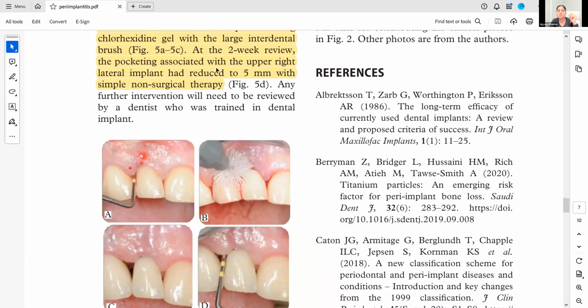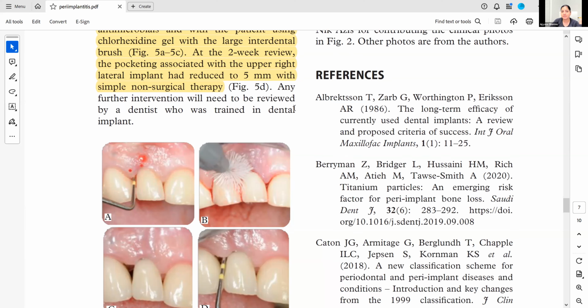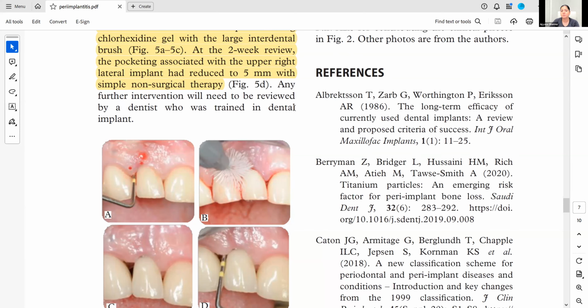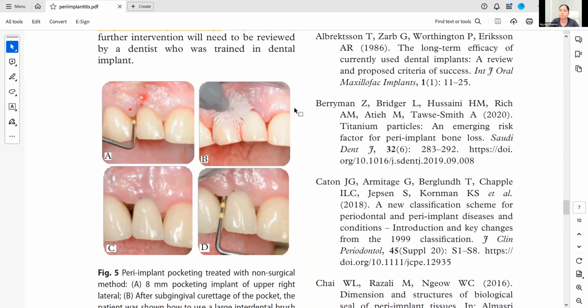After the 2-week review, the pocketing associated with the upper right lateral implant had reduced to 5 mm with simple non-surgical therapy. Whether any further intervention is needed or not, you will recommend to a specialist and continue to observe whether it's progressing or improving.